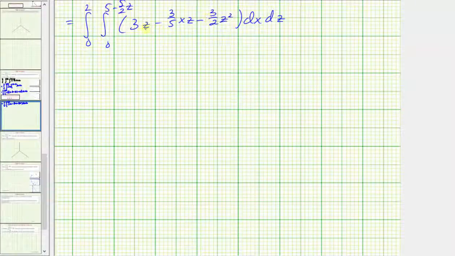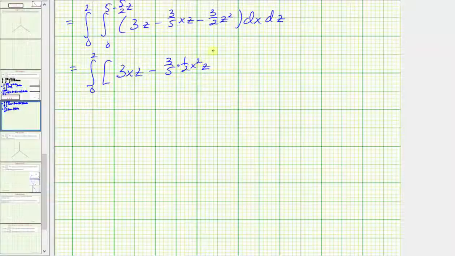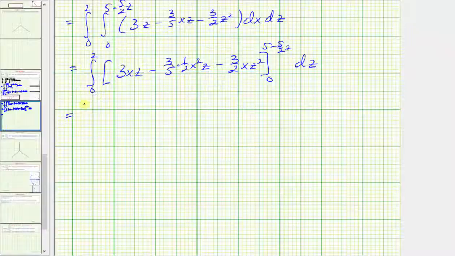And now we integrate with respect to x, treating z as a constant. So the antiderivative is going to be 3z times x, or 3xz, minus 3/5 z times x squared divided by 2. Let's write that as times 1/2 x squared z, and then minus 3/2 z squared times x, or minus 3/2 x z squared. Now we need to find big F of b minus big F of a by performing substitution for x. This is where things start to get messy.